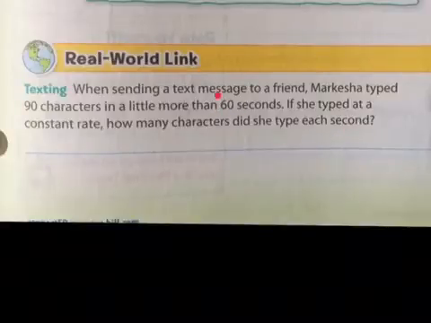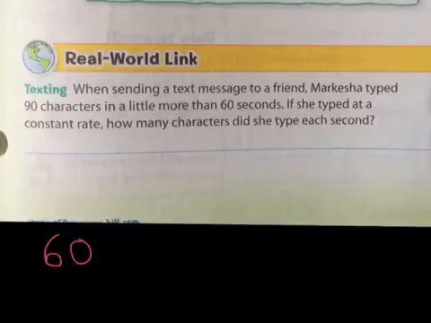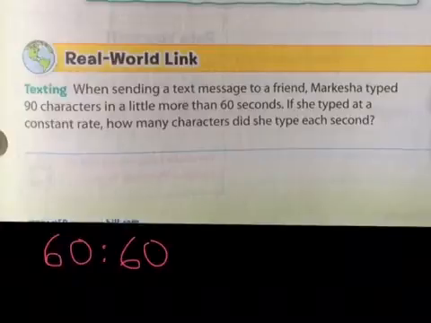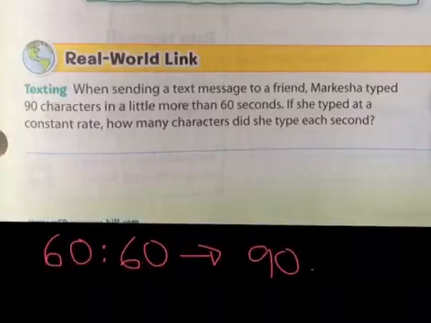So each second, she's typing more than 1, right? Well, I can see that if she were to write 60 characters in 60 seconds, it would be even. It would be 1 per second, correct? But no, she's doing instead 90 characters in 60 seconds, right?